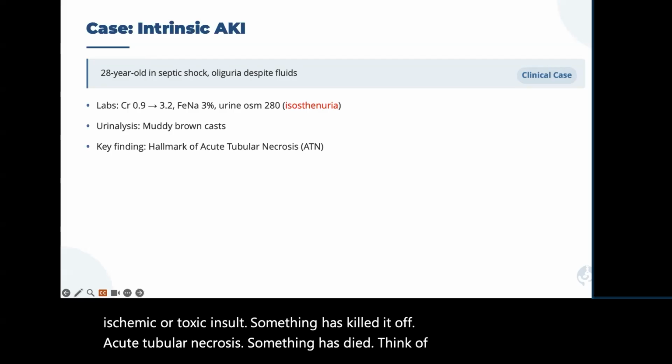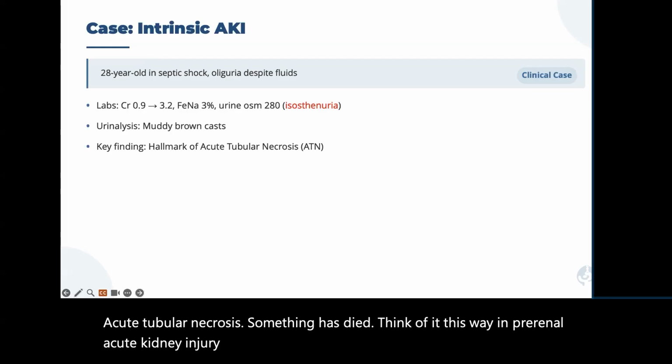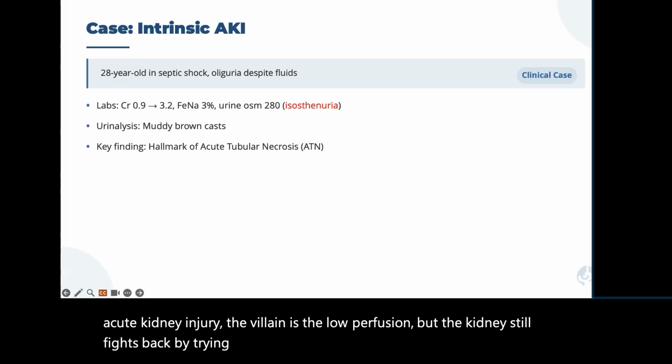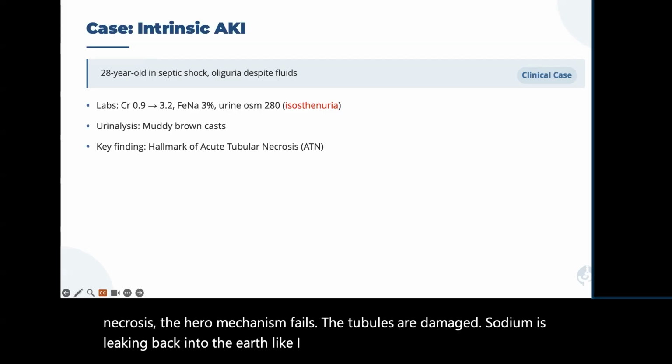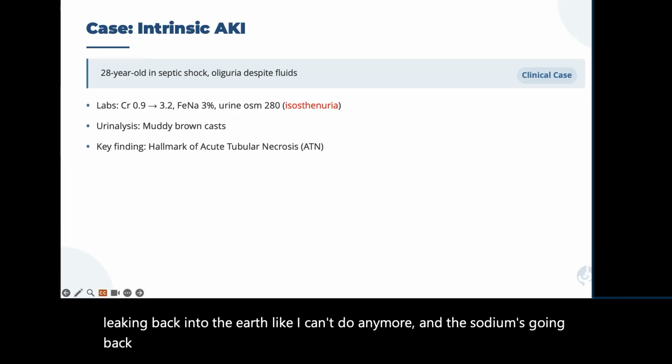Think of it this way. In prerenal acute kidney injury, the villain is the low perfusion, but the kidney still fights back by trying to conserve sodium and water. In acute tubular necrosis, the hero mechanism fails. The tubules are damaged. Sodium is leaking back into the urine. It's like, I can't do any more. And the sodium's going back into the urine and the filtration stalls.